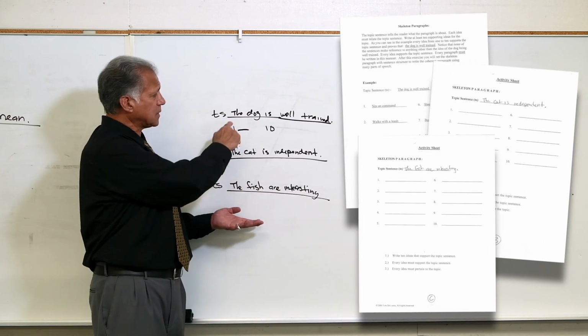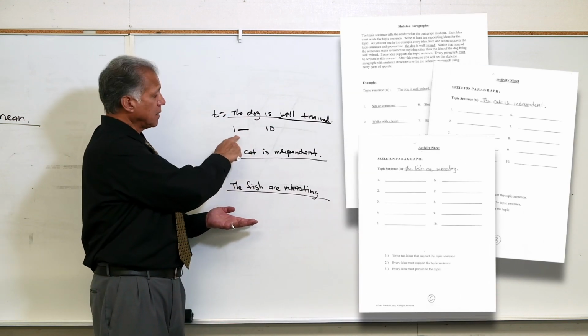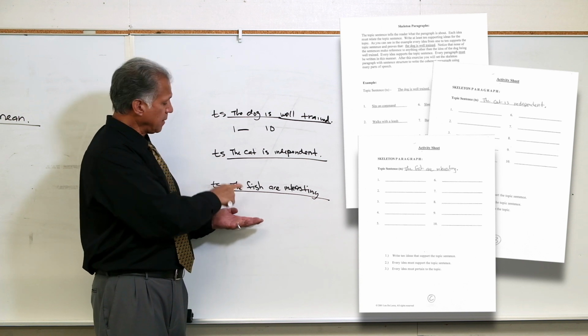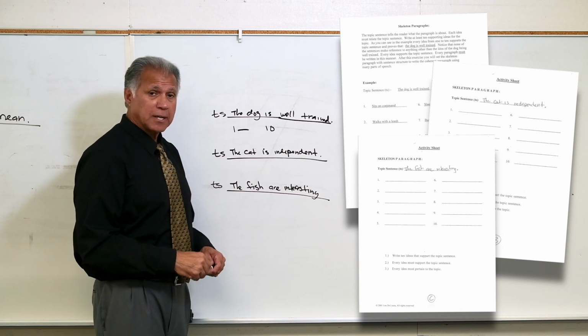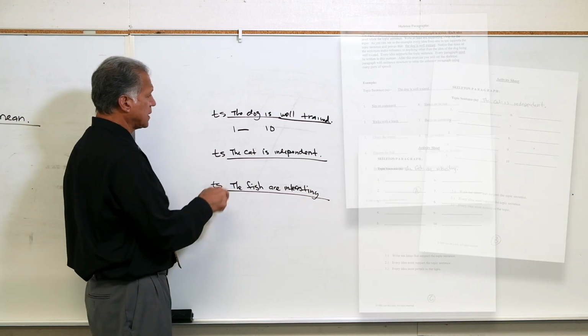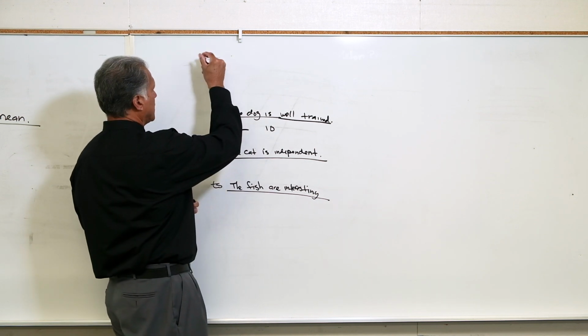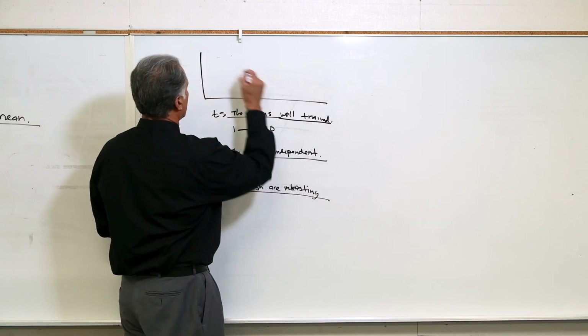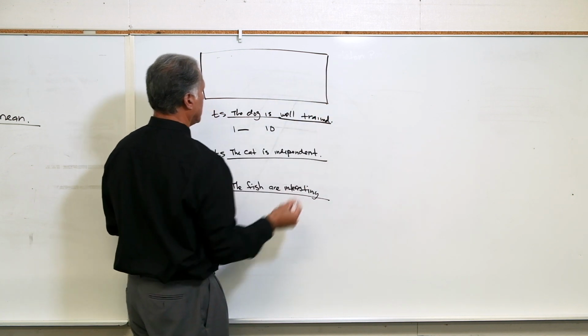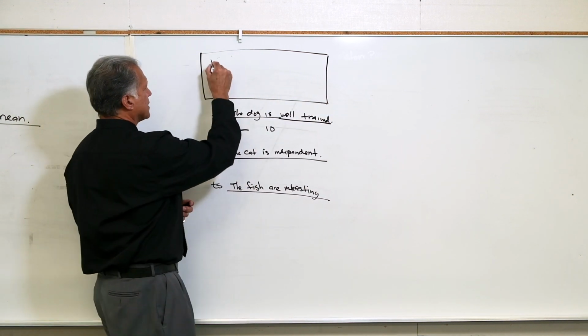the same activities. The dog is well trained, the cat is independent, and the fish are interesting. So we're going to take these same topic sentences and write them into our introduction. So the intro would be something like this. I like pets.